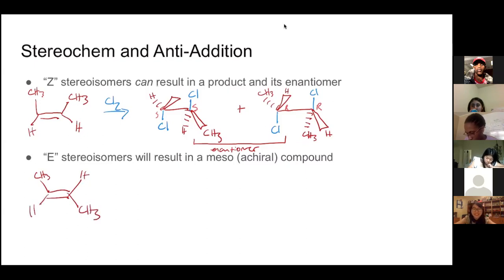We've got our two highest priority groups on the opposite sides. So this alkene is E, not Z. And I'll draw the same reaction. I'll draw it reacting with the Cl2.